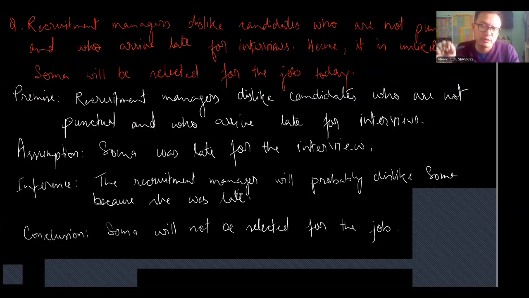The recruitment manager will probably dislike Soma because she was late. Yeah, so because she was late, the recruitment manager will probably dislike Soma. You know this has been inferred from the premise and the assumption. Now, what can be our possible conclusion? Soma will not be selected for the job. This has to be our possible conclusion.